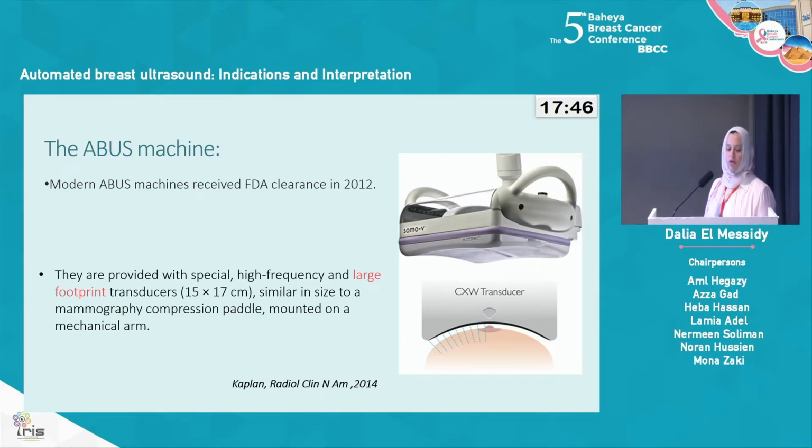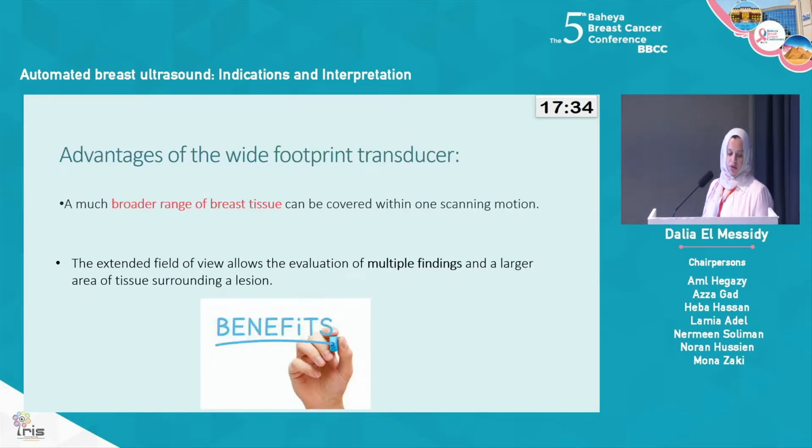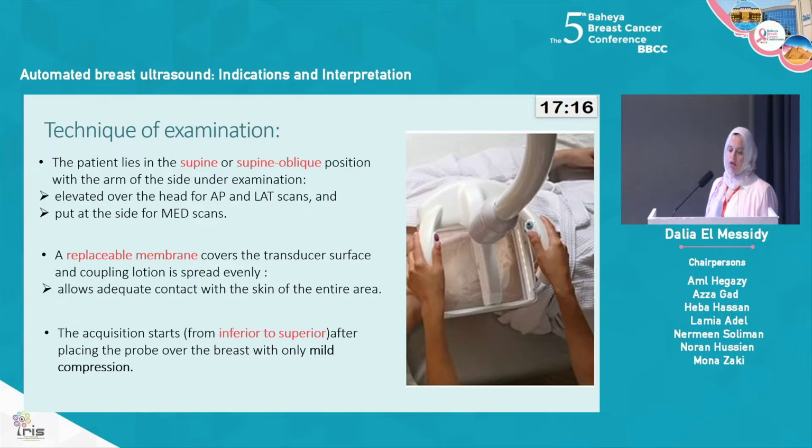The modern automated breast ultrasound machine received its FDA clearance in 2012. It's provided with a special high-frequency, large footprint transducer similar in size to a mammography compression paddle mounted on a mechanical arm. The advantage of the wide footprint transducer is having a much broader range of breast tissue covered within one scanning motion. The extended field of view allows the evaluation of multiple findings and a larger area of tissue surrounding a lesion. To perform the examination, the patient lies in the supine or supine oblique position with the arm of the side under examination either elevated over her head for the anterior and lateral scan and put at the side for the medial scans.